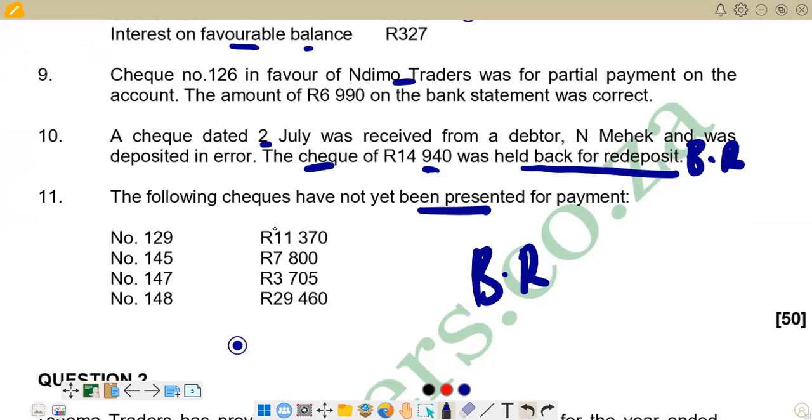And remember, whenever we issue a check, it's an outflow, money is going out of the business. So they are supposed to be credited in the ledger bank account, but on the bank statement, they are supposed to be debited. So we are going to debit all of them. We have 4 of them that we are going to enter there: check 129, check number 145, check number 147, and check number 148. For 129, we've got 11,370, 145, 7,800, 147, 3,705, 148, 29,460. So we can just go and list them.